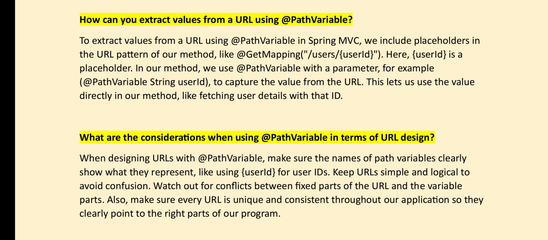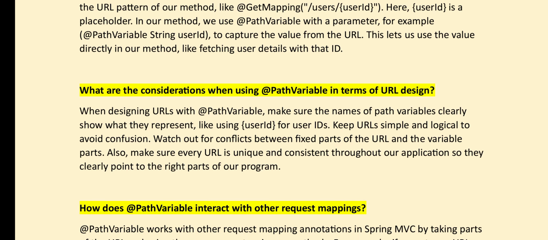What are the considerations when using @PathVariable in terms of URL design? When designing URLs with @PathVariable, make sure the names of path variables clearly show what they represent, like using userId for user IDs. Keep URLs simple and logical to avoid confusion. Watch out for conflicts between fixed parts of a URL and the variable parts. Also, make sure every URL is unique and consistent throughout our application so they clearly point to the right parts of our program.